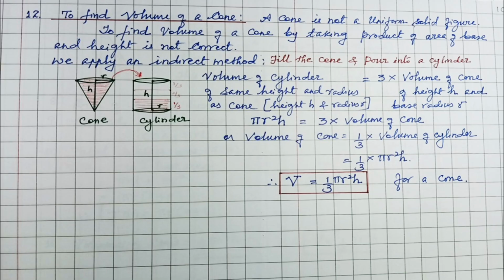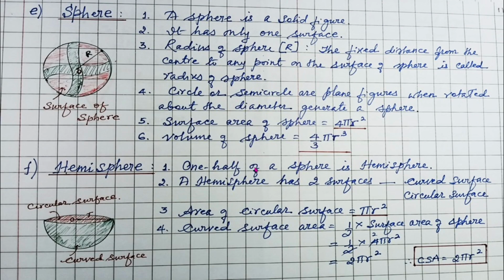So please remember that. Now coming to the next important solid figure, that is the sphere. A sphere is a solid figure. It has only one surface, and the distance from its center to the surface of the sphere is called the radius of the sphere. It is denoted by r.